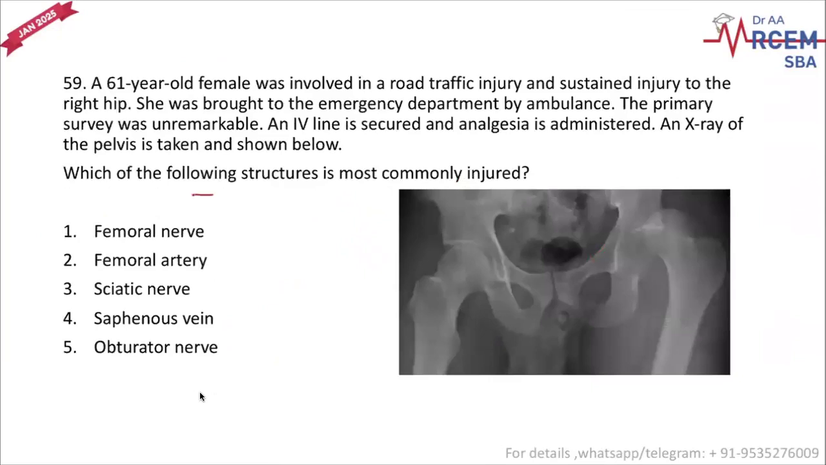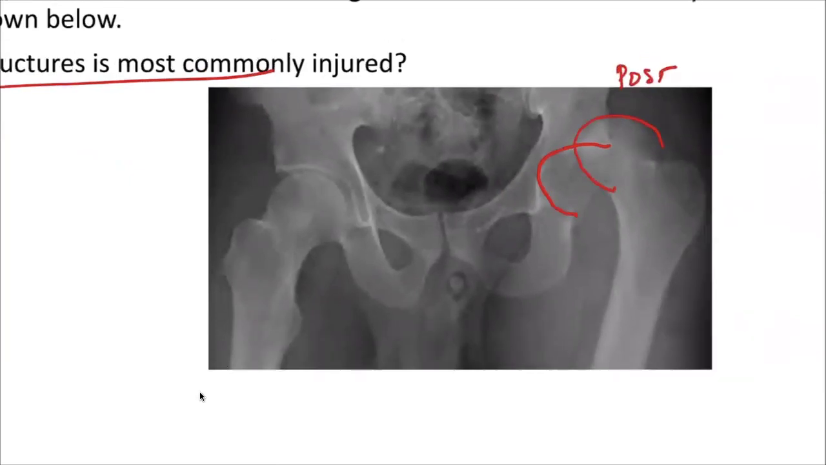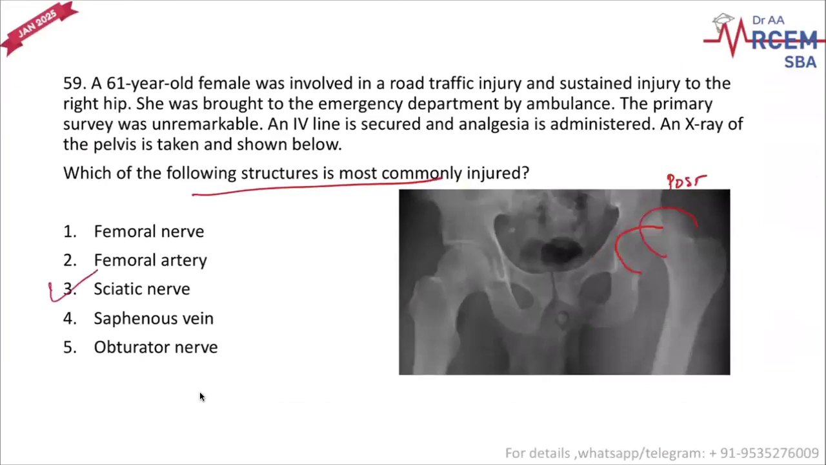Which is the commonly injured structure, they are asking. Let's see what the X-ray diagnosis is. This is the acetabulum. This is the head of the femur, which is dislocated. So there is a posterior dislocation of the hip joint, which is suggestive of a sciatic nerve injury, as the most common neurovascular structure injured is the sciatic nerve.